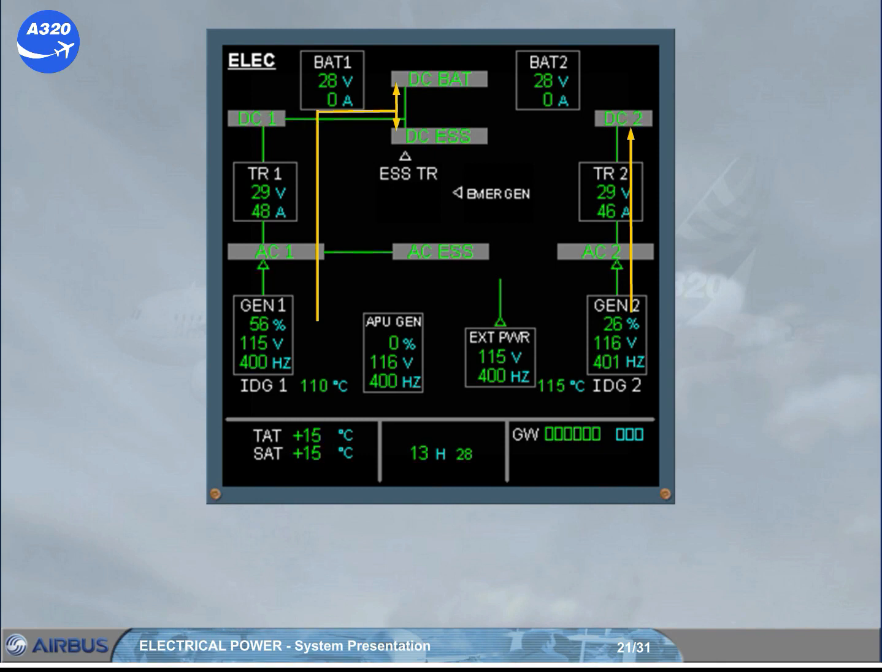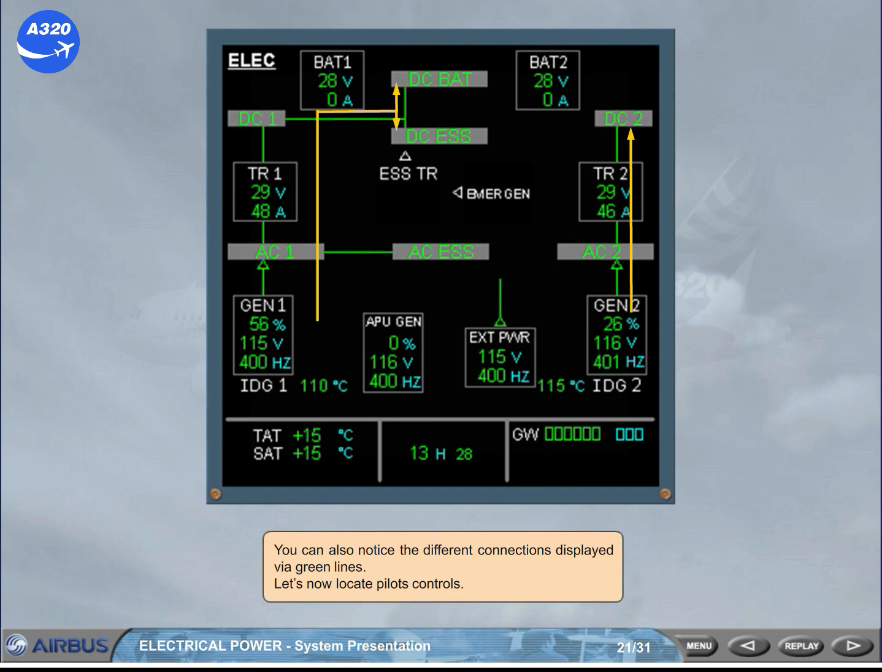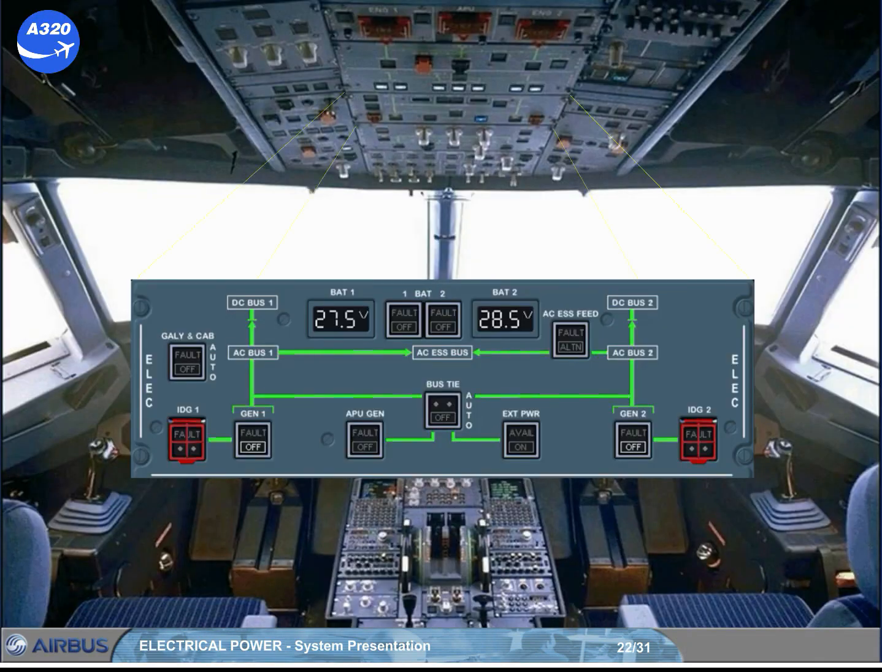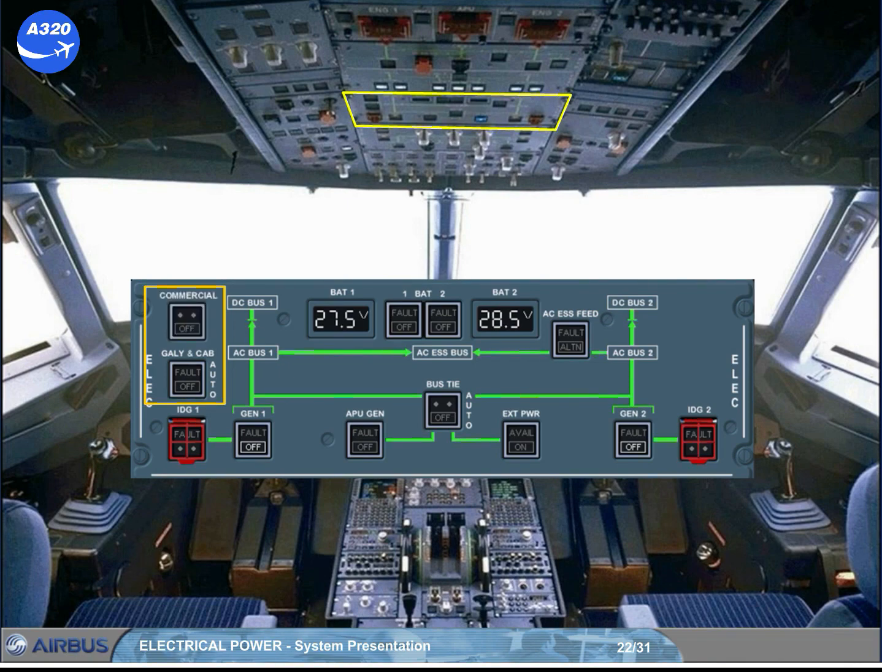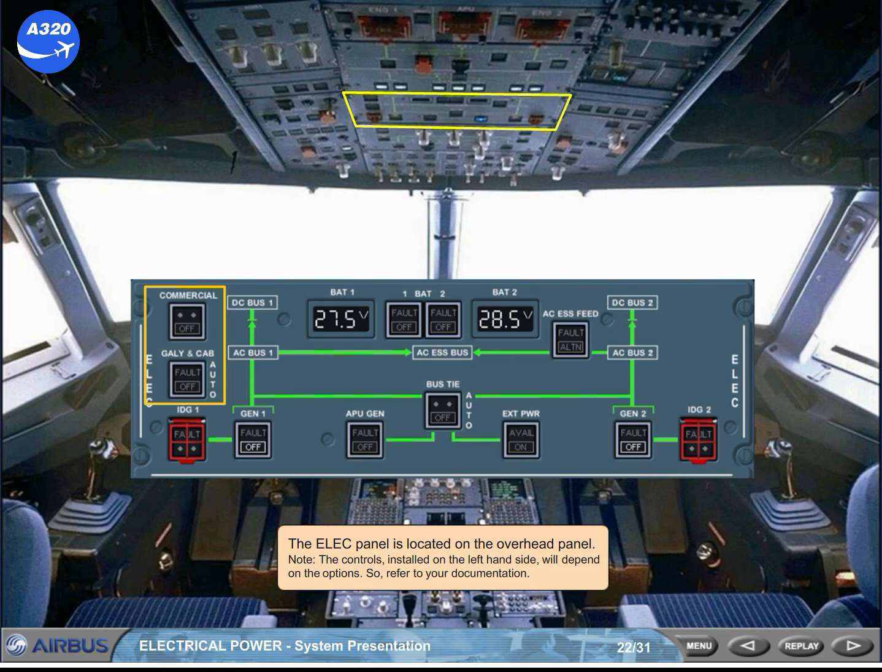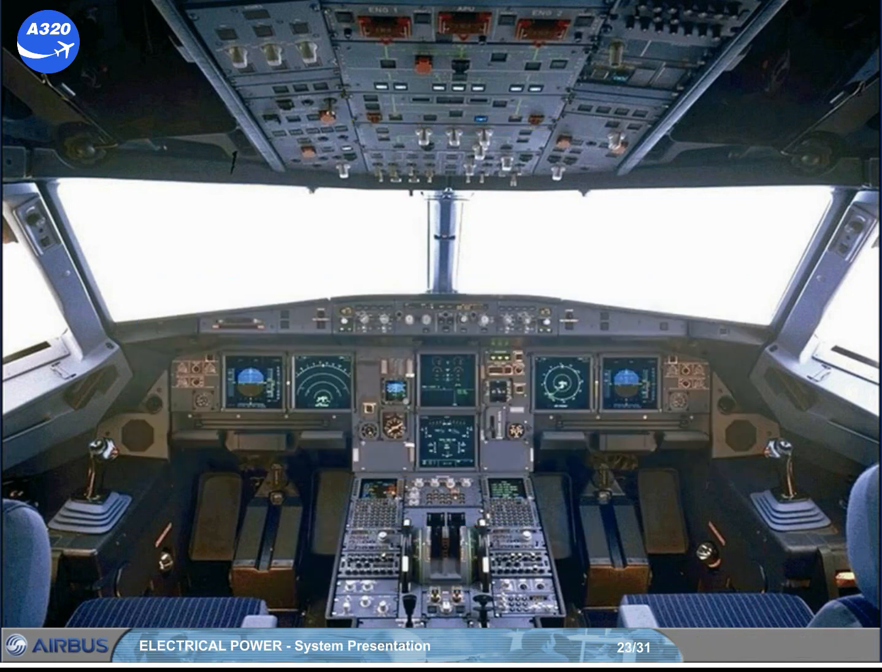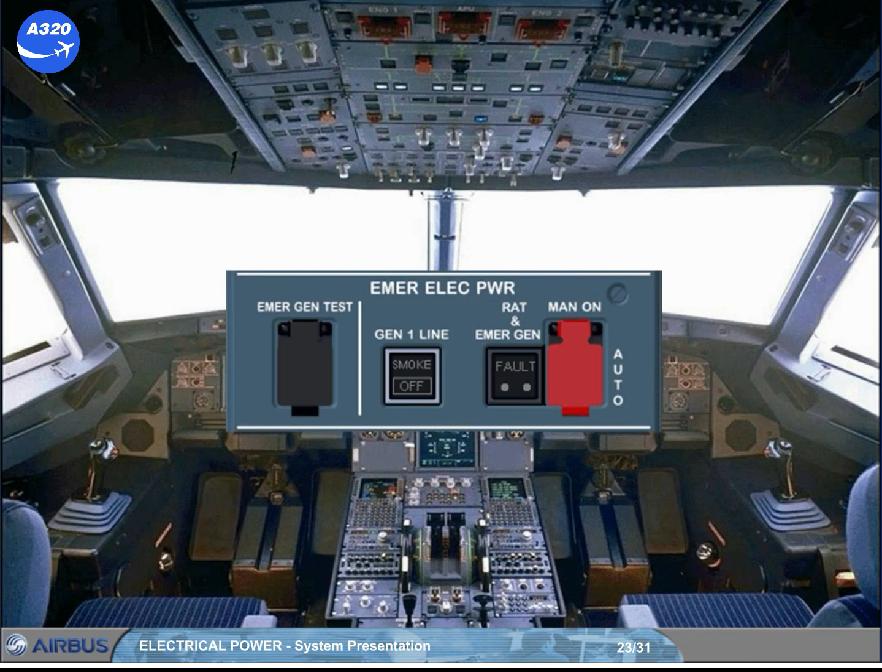Let's now locate pilot's controls. The elect panel is located on the overhead panel. Note: the controls installed on the left-hand side will depend on the options. So, refer to your documentation. For emergency cases, there is an emergency electrical power panel on the left side of the overhead panel.